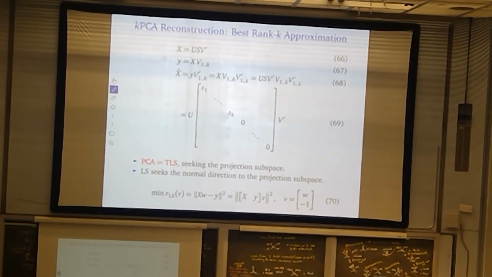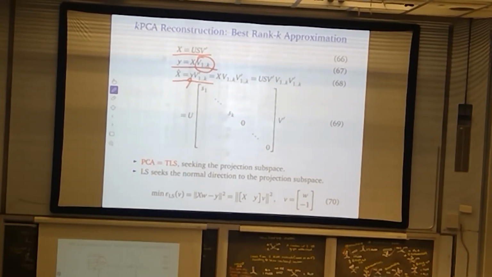So some of you have already been thinking about the TLS we talked about last time. We don't talk one after another without reason. They're all connected. If X is U S V transpose, in PCA we find the projection as X projected onto the first k eigenvectors. X hat uses the projection coefficients to reconstruct using the basis. And essentially we have this.